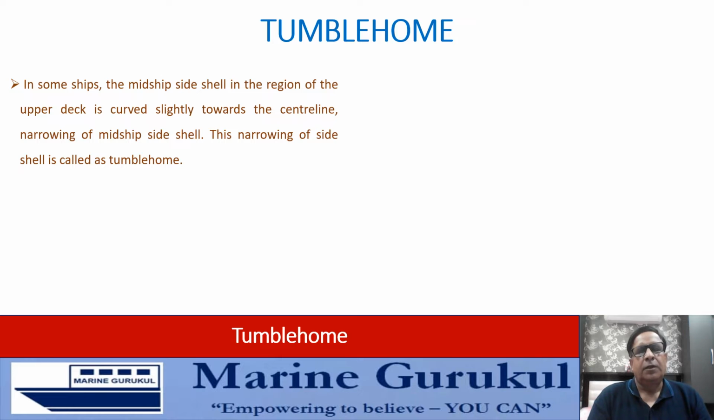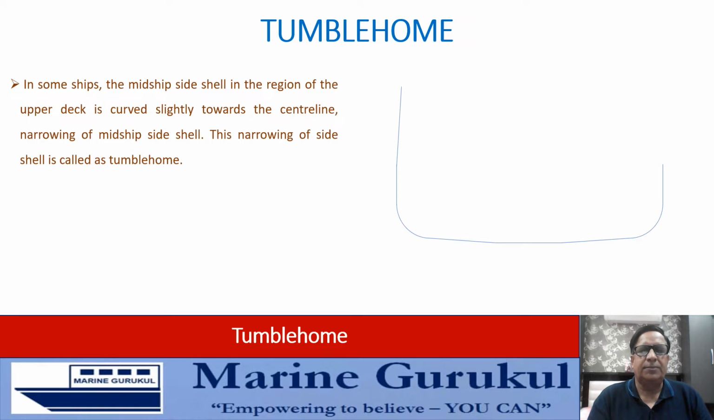Tumble home. Now in some ships we may find that the side shell plating, as it comes closer to the upper deck, may be curved slightly inwards. If there is a slight inward curve of the side shell plating as it comes closer to the deck plating, that is what is called as the tumble home. So in some ships, the midship side shell in the region of the upper deck is slightly curved towards the center line, narrowing the midship side shell. This narrowing of the side shell is what is called as the tumble home.